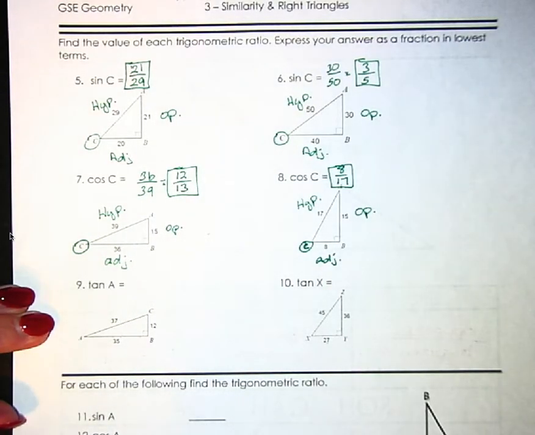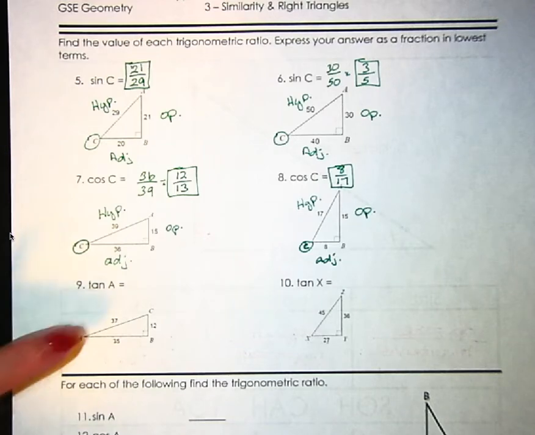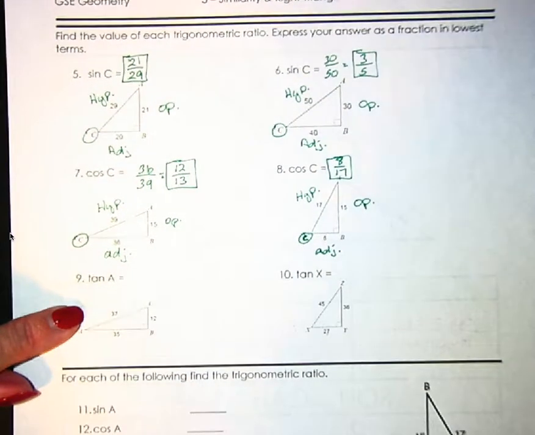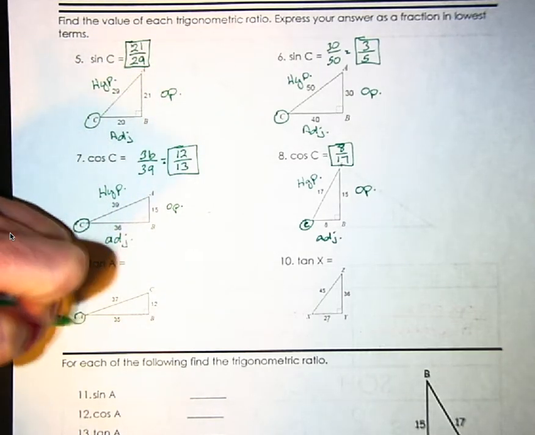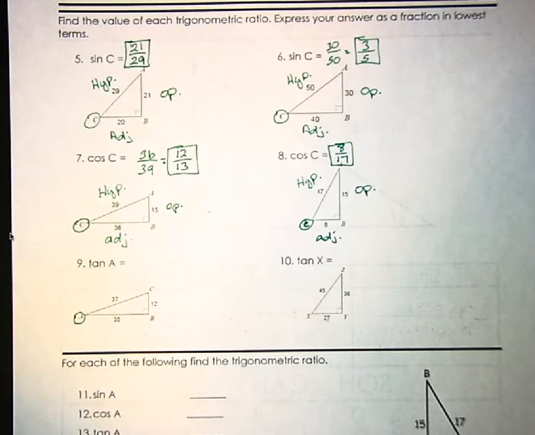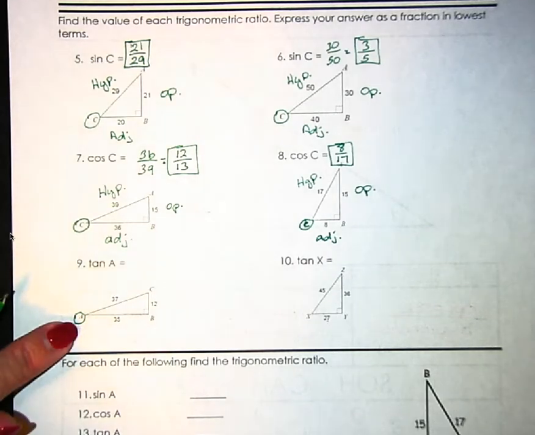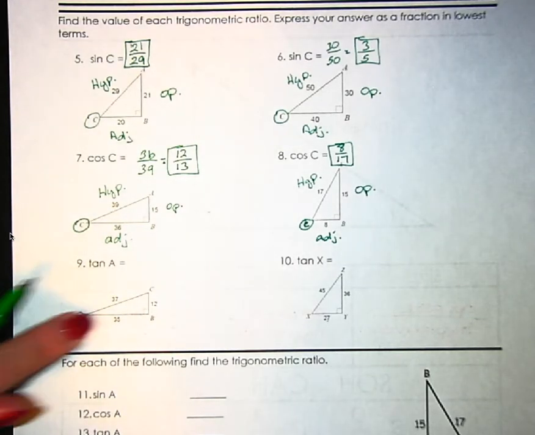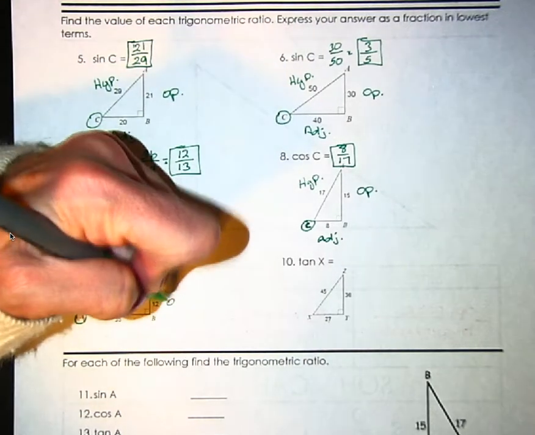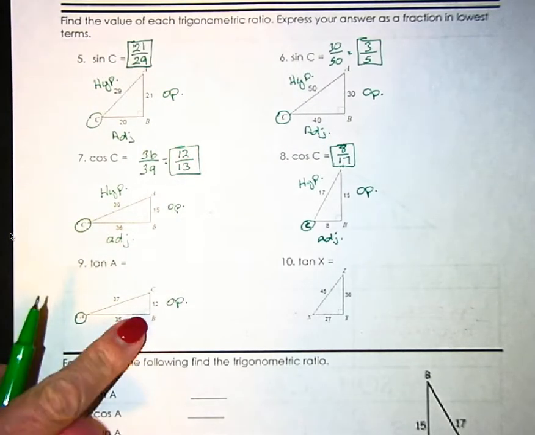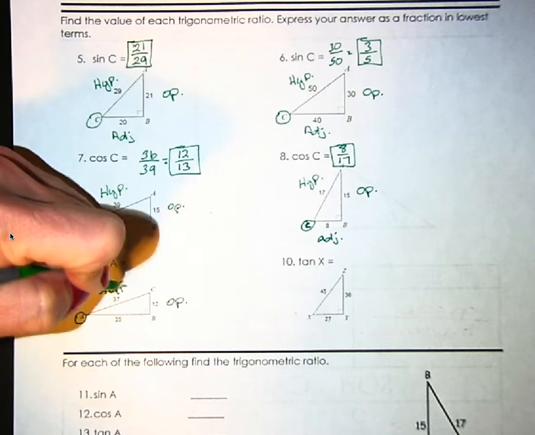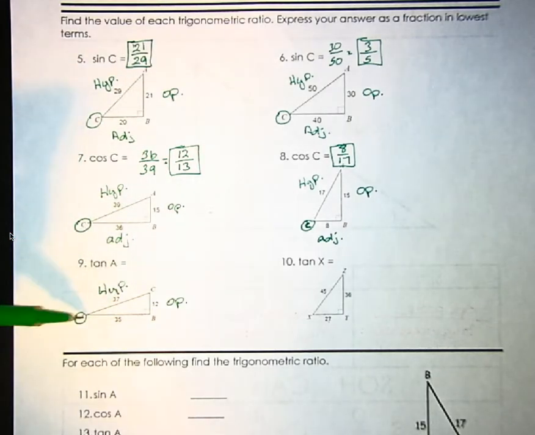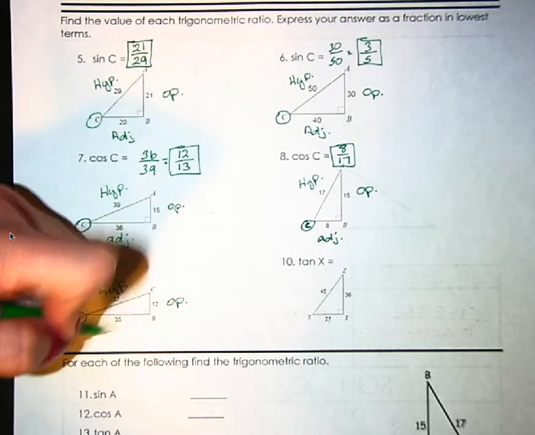Now let's look at some where we're going to find the tangent. So the tangent of A, all right, first thing we always do, circle our reference angle and label our sides. From A, straight across is opposite. Across from the right angle is my hypotenuse. And my only side left, which is right next to A, is my adjacent side.